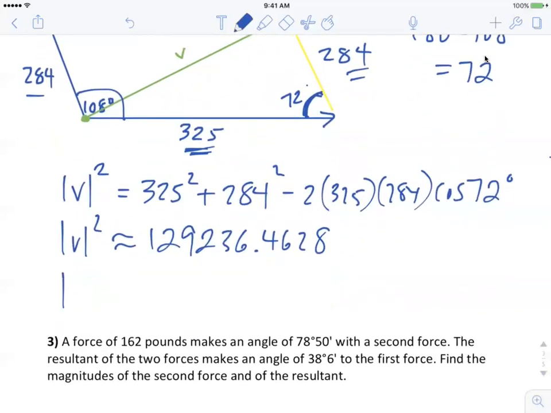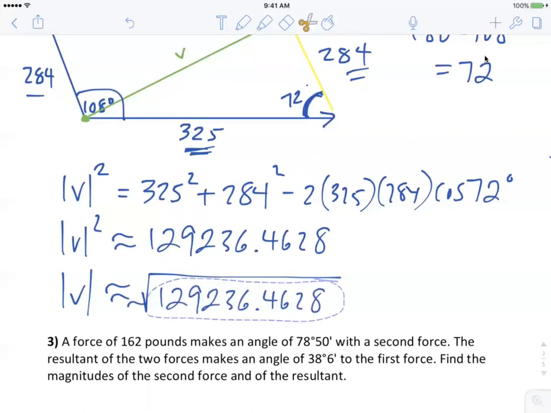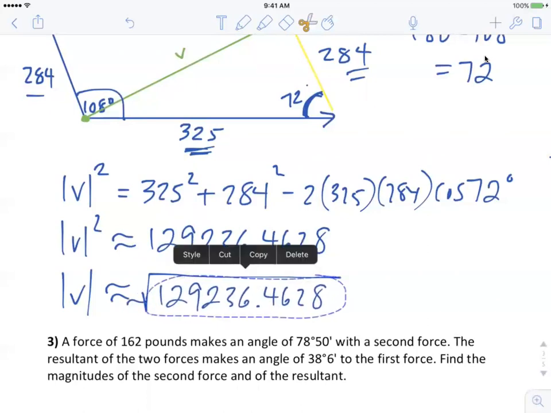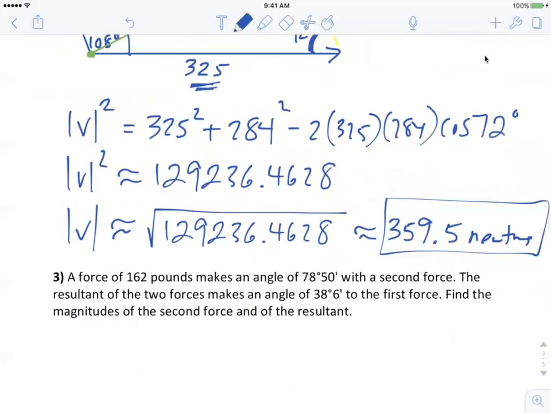Now I'm going to take the square root of that. Square root of this number here. All right, and then I'm going to calculate that. Let's see what we get here. Calculating that, I'm getting about 360. For some reason, I didn't put what to round to. And that's in newtons. We'll just go 359.5. All right. And that's it. That's what we wanted, the magnitude of that, and we're good. Okay, so not too bad.